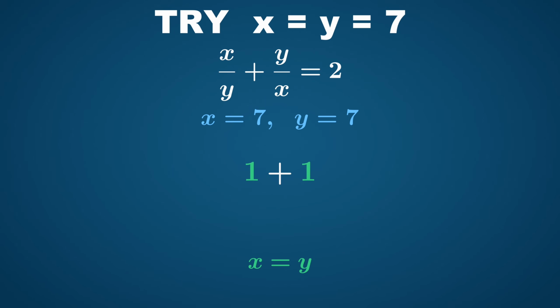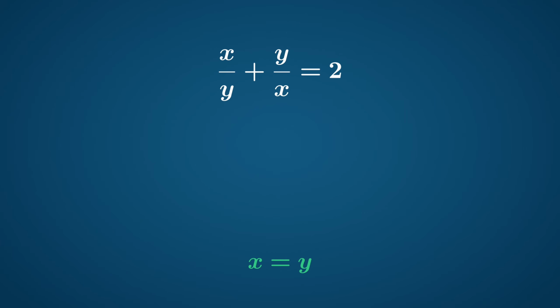7 divided by 7 equals the integer 1. We have the addition problem of 1 plus 1. 1 plus 1 equals 2. The original equation holds true under this numerical test.